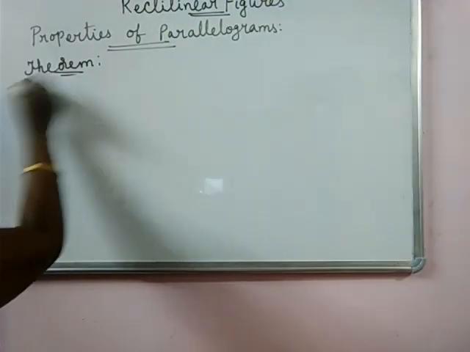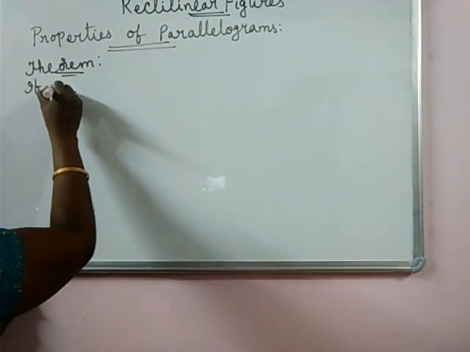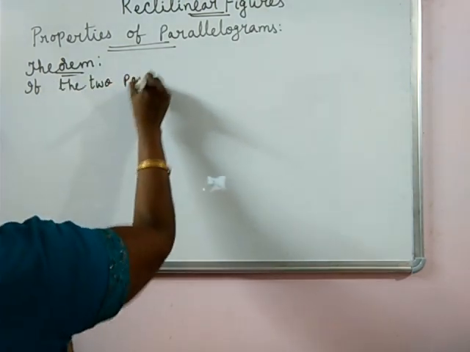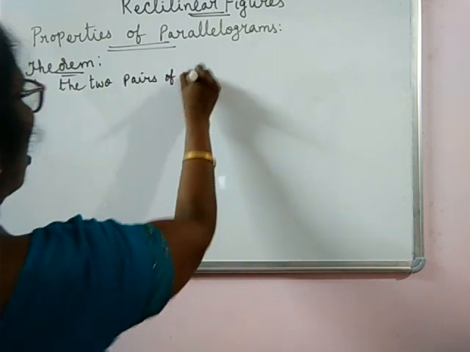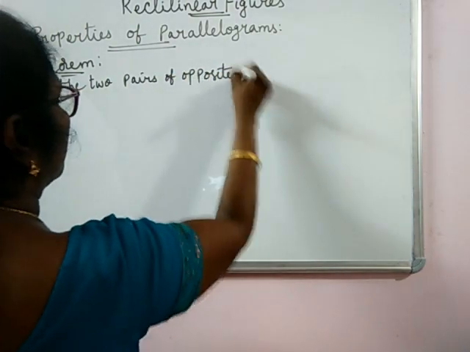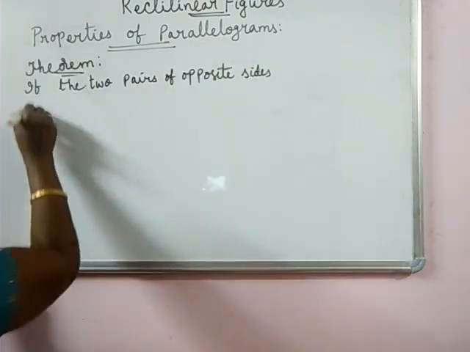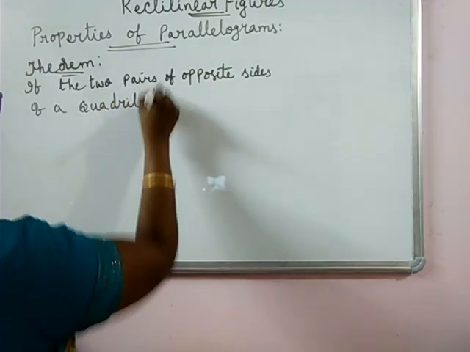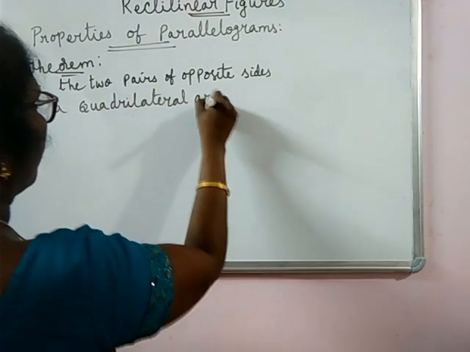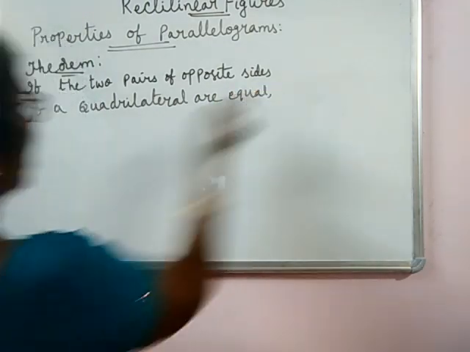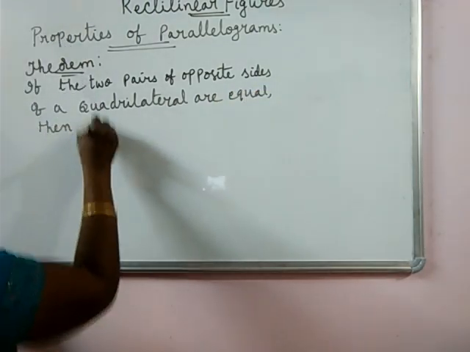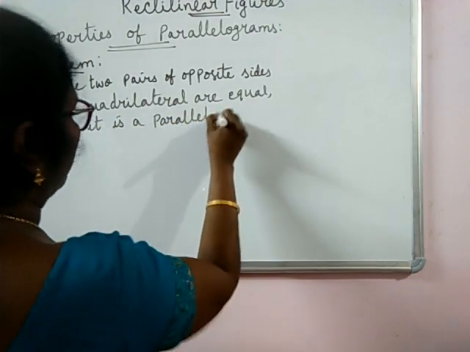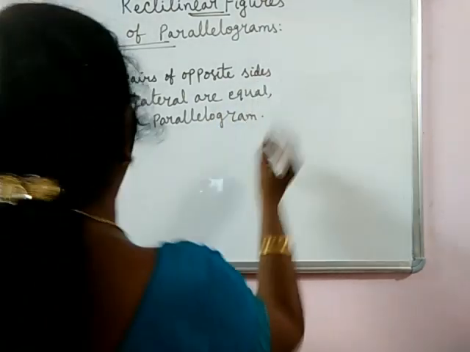If the two pairs of opposite sides of a quadrilateral are equal, then it is a parallelogram. Theorem we have to prove.